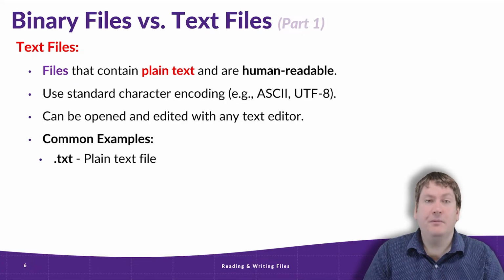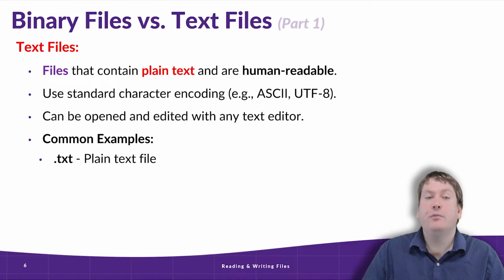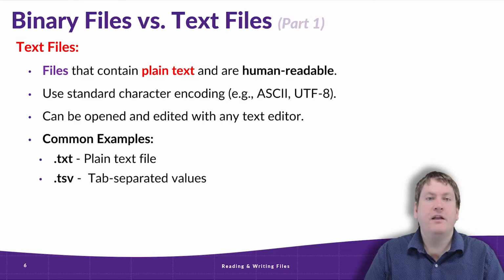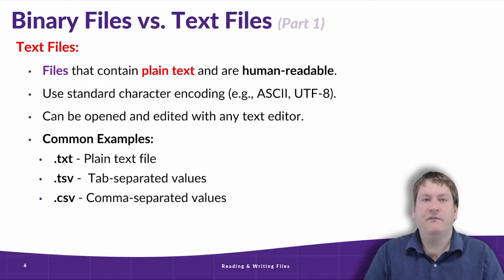So let's go through some common examples. The one you may be familiar with already is the .txt or plain text file. This file doesn't have any syntax or encoding rules. It's basically just raw characters encoded in ASCII or UTF-8 in a file. This is what something like Notepad would make if you were to just type some text into Notepad and then save it. The next ones are tab-separated values and comma-separated values.